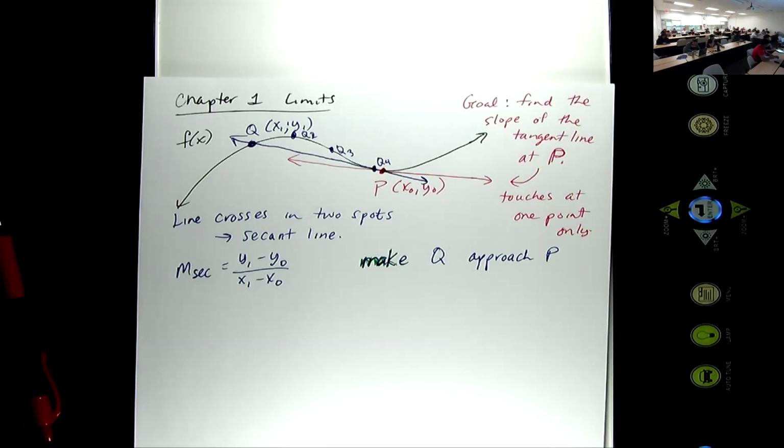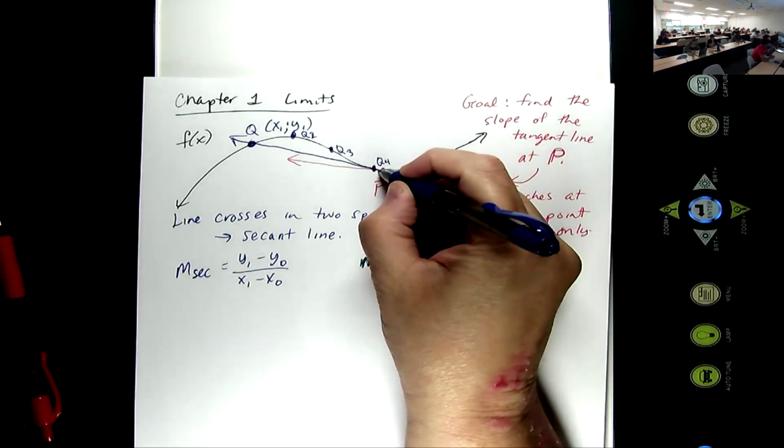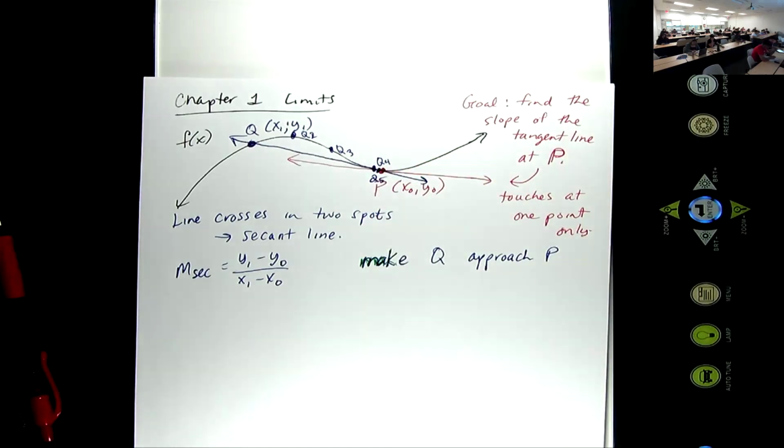Does that make sense? Does it seem realistic? And we make it get as close as we possibly can. If I could zoom in more and more, eventually Q is damn near right on top of P. But we've got two different points and we can make a secant line, so we'll have the slope. That's the idea of what we're doing.